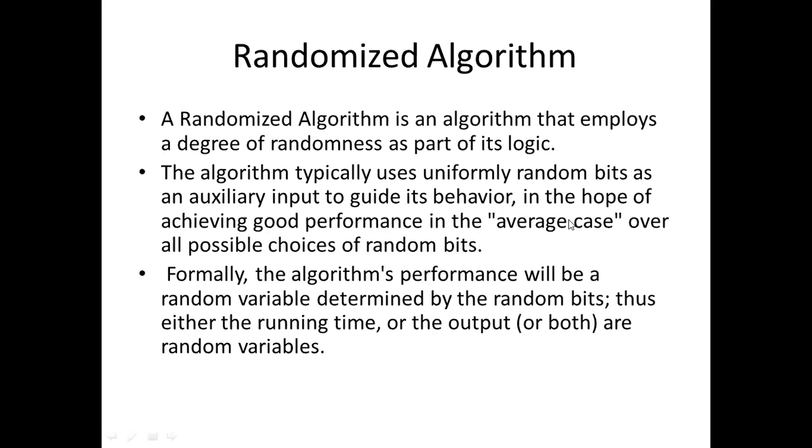You already know that for an algorithm, we have average case, worst case, and best case. When you consider random bits as an input along with the actual input, then it is average case behavior over all possible choices of random bits. Formally, the algorithm's performance will be a random variable determined by the random bits. Either the running time or the output, both are random variables.